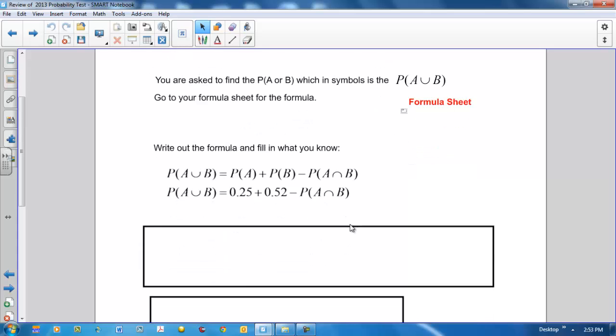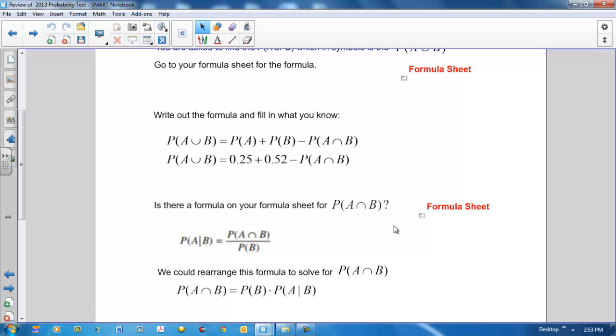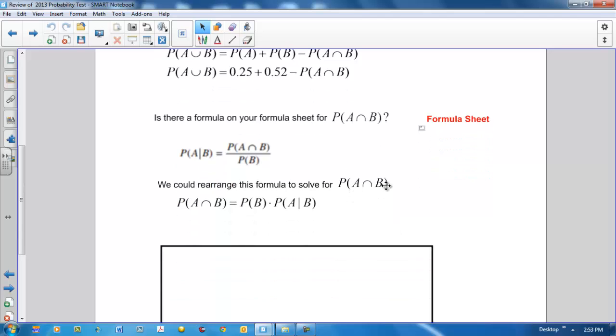Okay, so we wrote out our formula. So we know that the probability of A given B is the probability of both A and B occurring over the probability of B occurring. If I rearrange that to solve for the probability of A and B, I get the probability that B occurs times the probability that A occurs given that I know what happened in B, which I don't know. So I don't have the probability of A given B.